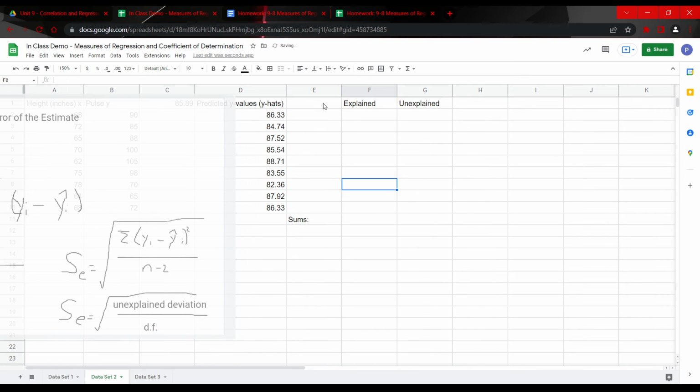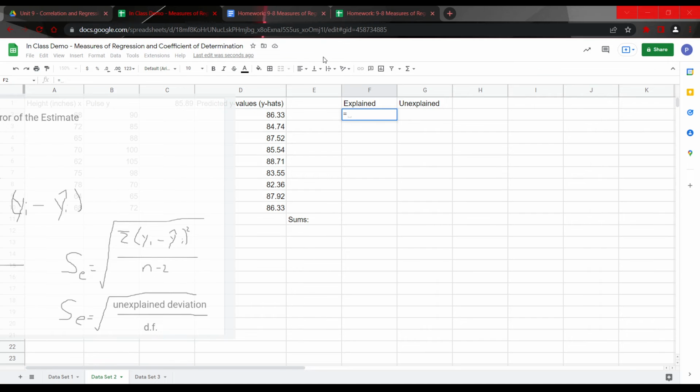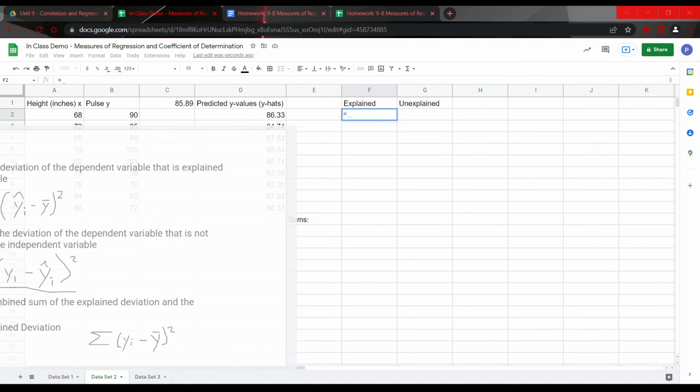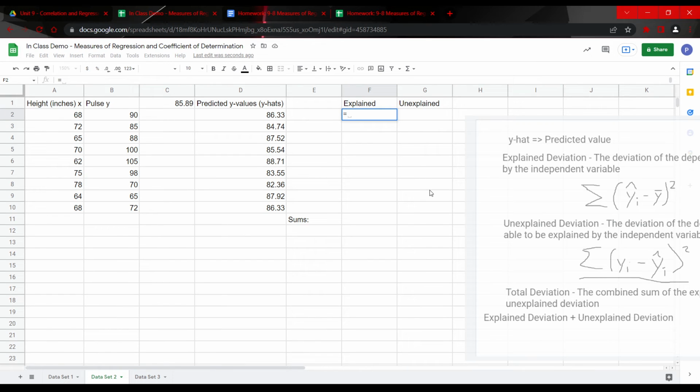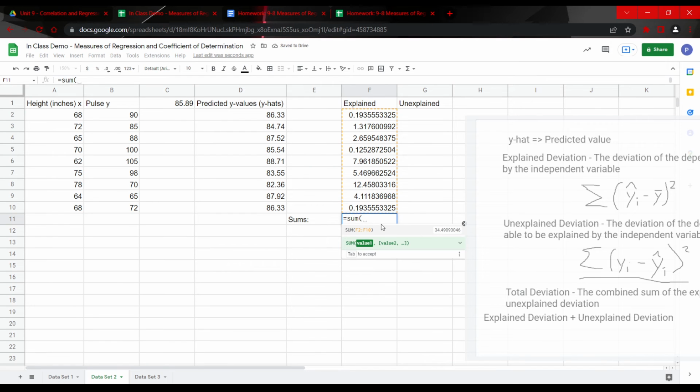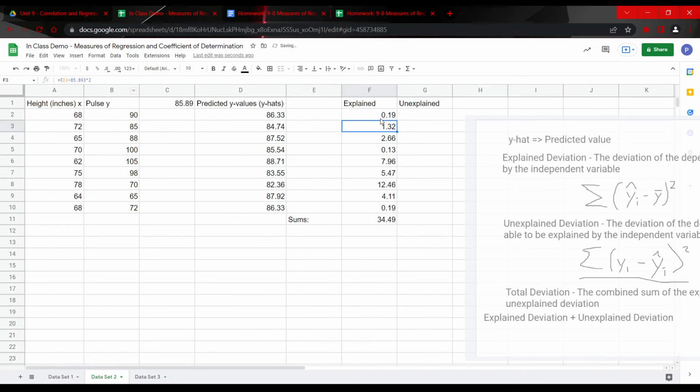And here are my sums. So for the explained, as the formula shows, I need to do the predicted values minus the mean. The predicted values are in the D column, so D2 minus, and I'm just going to type it out, 85.89 squared. And I'm just going to drag this down, equals the sum of what is up there. And so now I have my explained deviation.